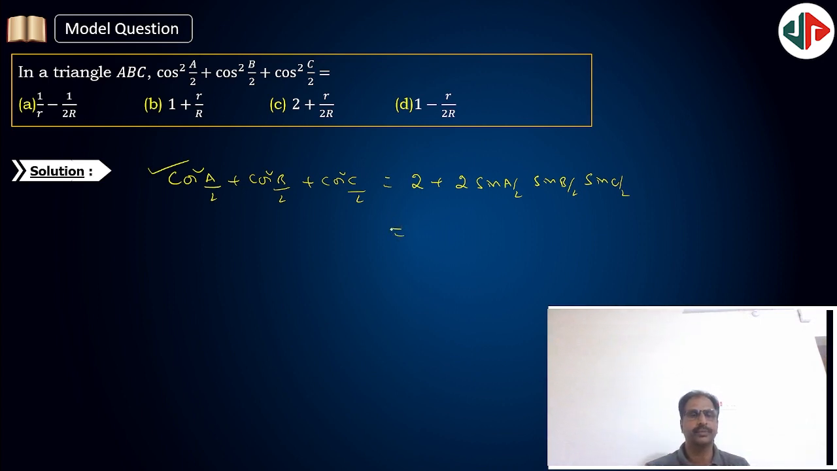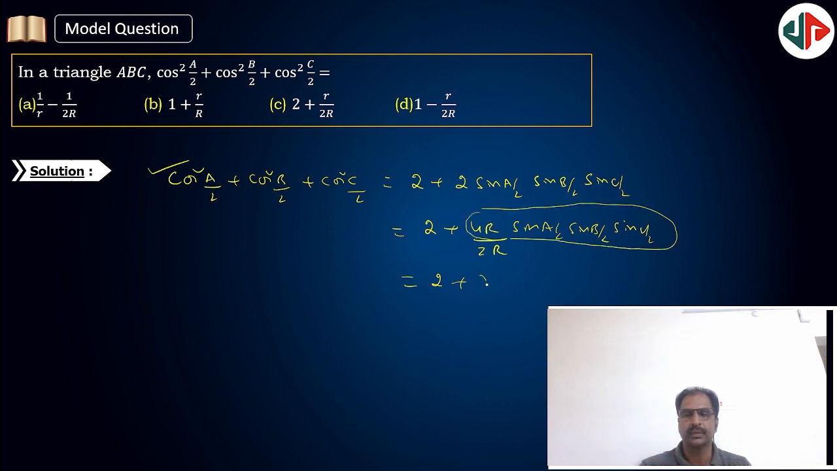But if you look, the options are in terms of small r and capital R. So what I am doing is, this 2 can be written as 4 capital R by 2 capital R. So I multiplied and divided with 2 capital R. And this numerator is nothing but small r, the formula for the inradius. So 2 plus small r by 2 capital R, which is option C.